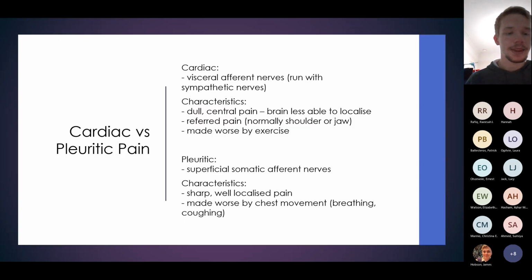So on to the types of chest pain that people will normally present with. So you've got cardiac and pleuritic. So if we start with cardiac, how would someone presenting with that sort of pain describe it, do you think?